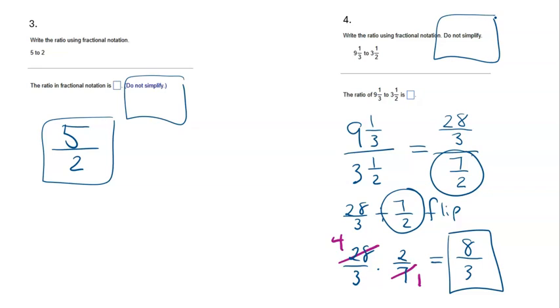I don't read the directions. It said do not simplify. So actually, this is what they want us to type in because they did not want us to simplify. I assume that's what they want us to type in right there. But if we were asked to simplify, this would be what we type in. So if I would have done this on the computer, I would have missed it because I simplified it. So don't be like me and read the directions. Okay, so 9 1/3 over 3 1/2.